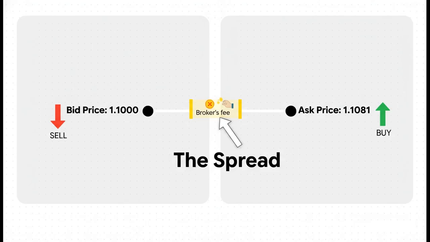The market always has 2 prices. You've got the bid price, which is where you can sell, and then the slightly higher ask price, which is where you can buy. That little gap between them, that's the spread. It's essentially the broker's fee for the transaction.